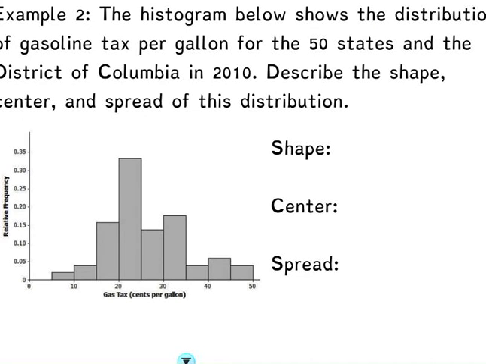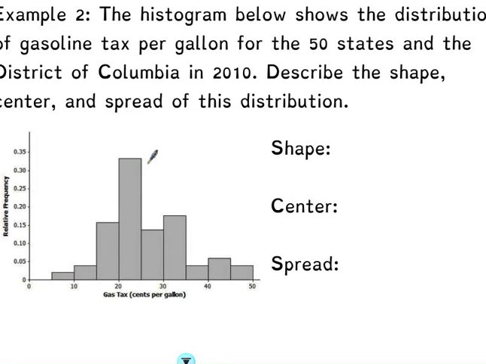Going on to the last slide, we've got example number 2, and this one is on your note-taking guide, so I will work this one out with you all. The histogram below shows the distribution of gasoline tax per gallon, yes, for the 50 states and the District of Columbia in 2010. Describe the shape, center, and spread of this distribution.